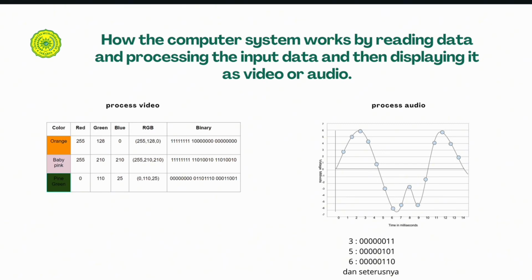namely binary, such as orange with red 255, green 228, blue 0. 255 in binary is 11111111 and 128 in binary is 10000000 and 0 in binary is 00000000.